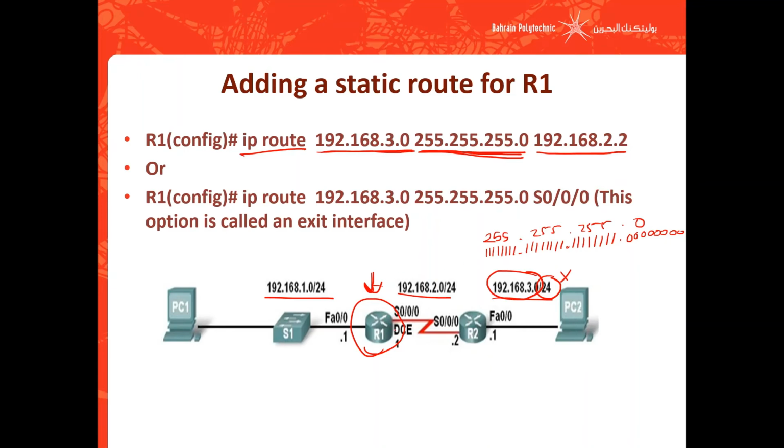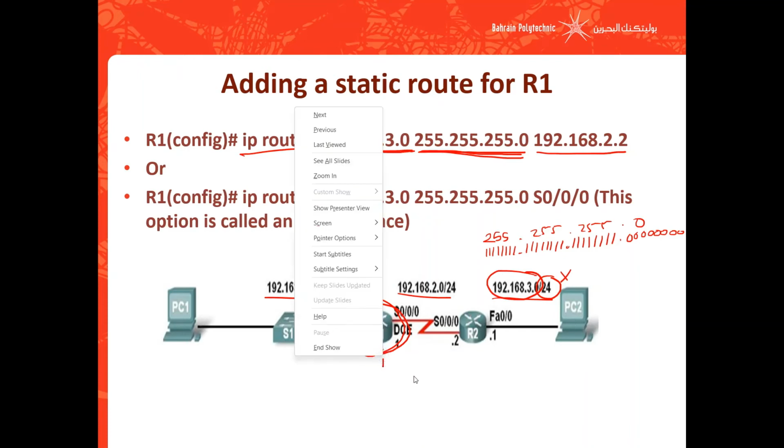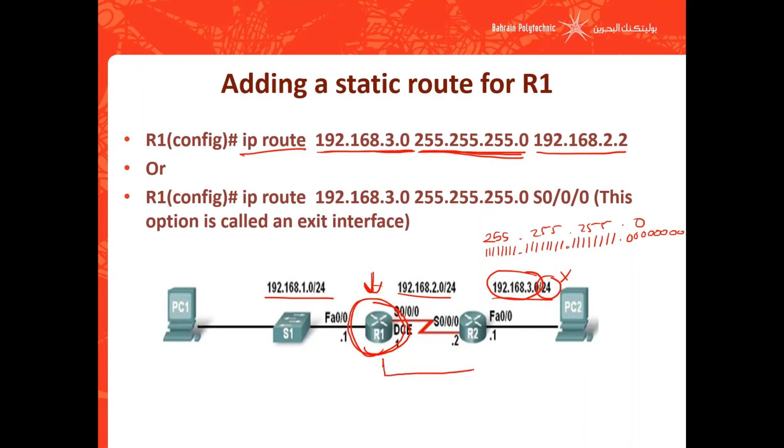Okay, what does that mean? Now we're configuring all of this here on this router, right? The next hop is basically the next device. The next device after this network is basically R2, right? So you need to add the IP address that is assigned on this particular interface. You need to add it here. So we know it is .2, right? 192.168.2.2. That is the address. So this will be the address that you will add here.